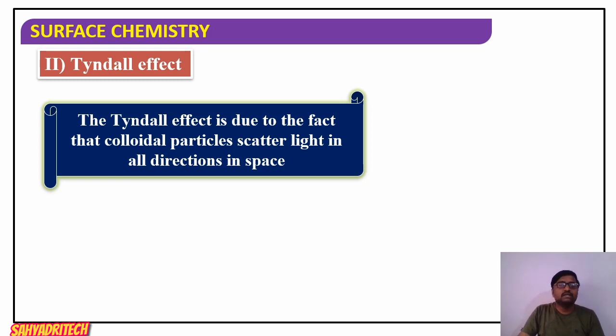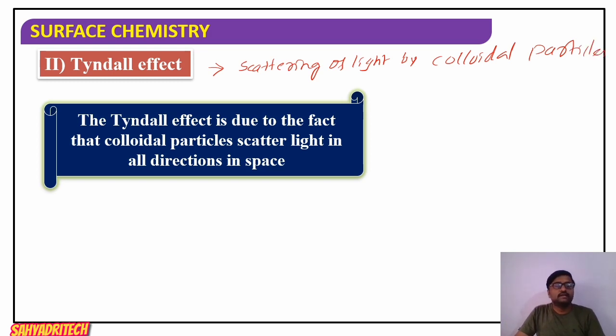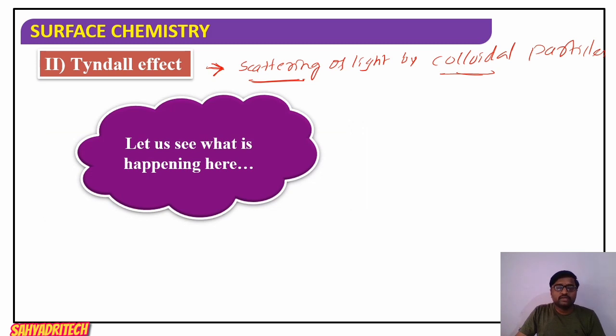So first remember the Tyndall effect. The Tyndall effect is due to scattering of light by colloidal particles. Please remember what we can analyze here: the Tyndall effect is nothing but the scattering of light by colloidal particles in all directions in space. So why we observe the Tyndall effect is because of scattering of light by colloidal particles in all directions. Yes, how are they going to scatter the light?